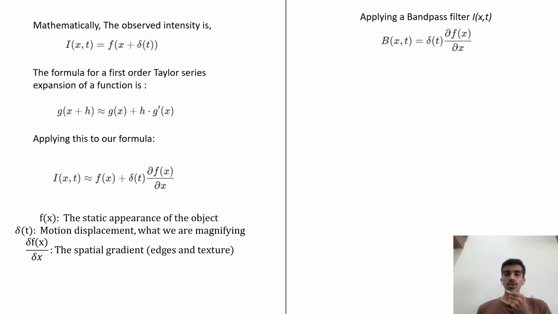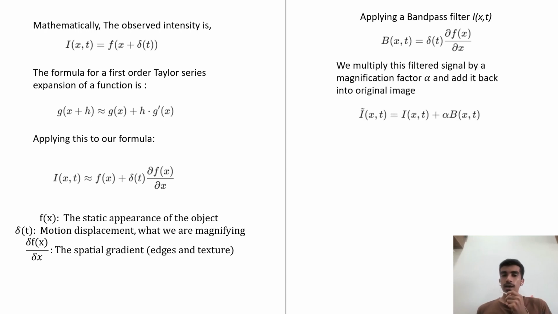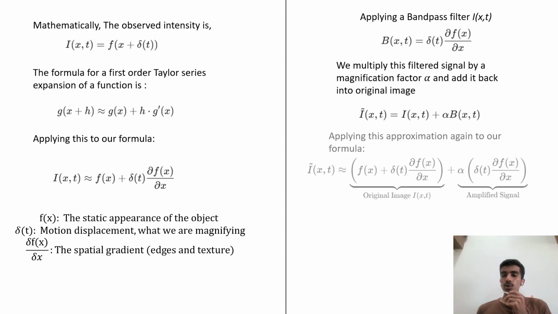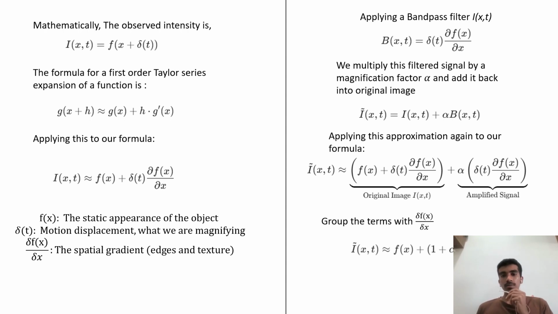Now comes the function of the Eulerian thing. We multiply this filtered signal by a factor alpha and add it back to the original image. After grouping the terms, we see that the original static image f of x plus a modified motion term, instead of just delta, our motion is now scaled by 1 plus alpha, as we can see here.